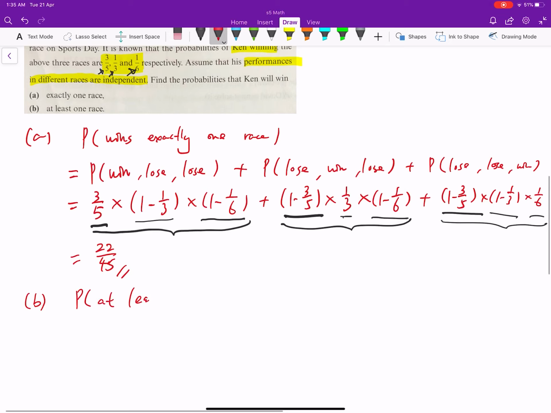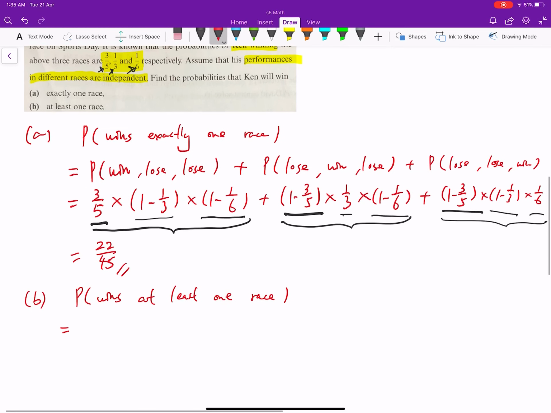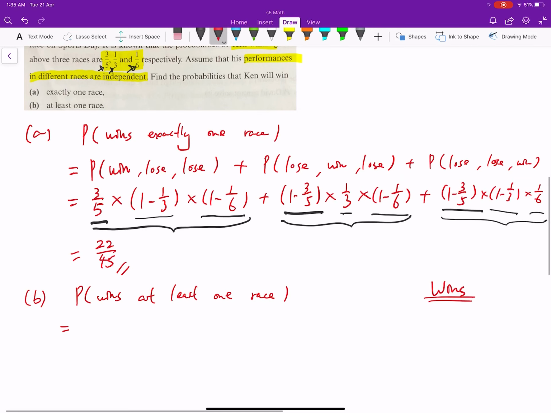At least 1 race win. So here we look at what at least one race win means. Okay, the number of wins. It can be 3 races, right? The number of wins can be 0, 1, 2, or 3. So if we win at least 1, it means you try to find these 3, right?